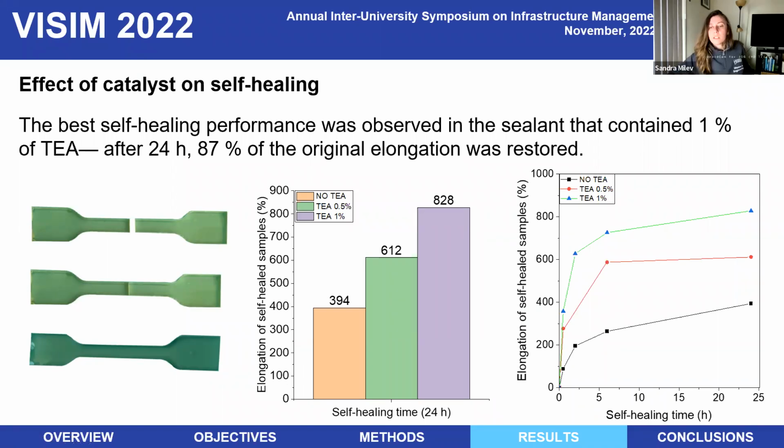With the self-healing experiments, we had these tensile specimens cut in half, and then they were healed for 24 hours in ambient conditions. And this shows how just adding 1% of this catalyst improved the self-healing efficiency by increasing restored elongation from 400% to more than 800%.